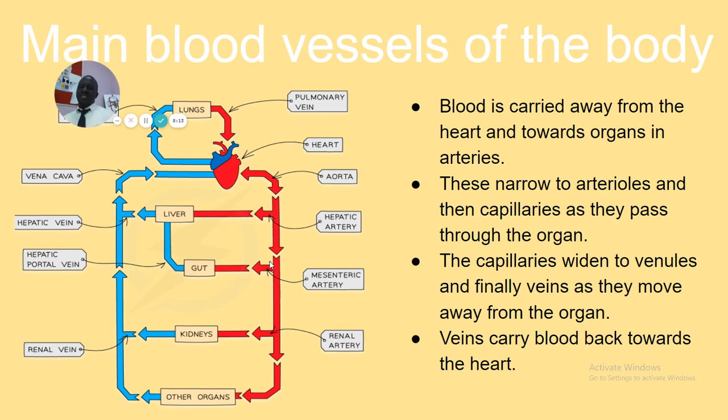So arteries subdivide into arterioles. Arterioles continue to divide into capillaries. Then capillaries on the other end divide and start to widen into venules. Then venules join into veins, which carry blood back to the heart again. So that's how our system works.